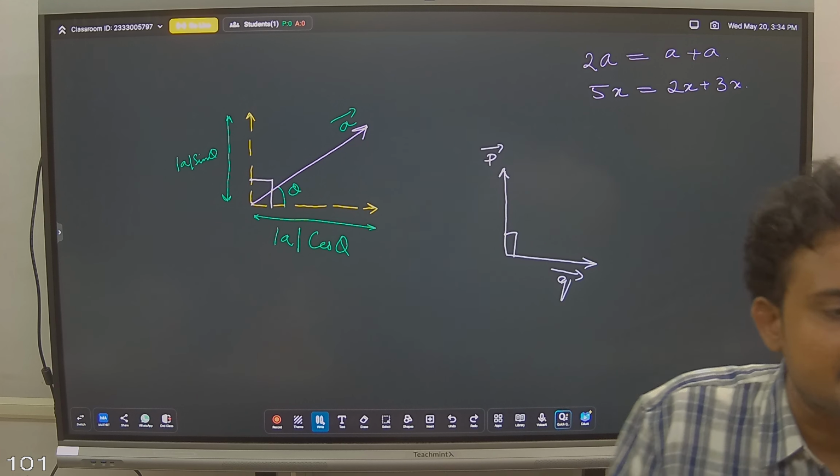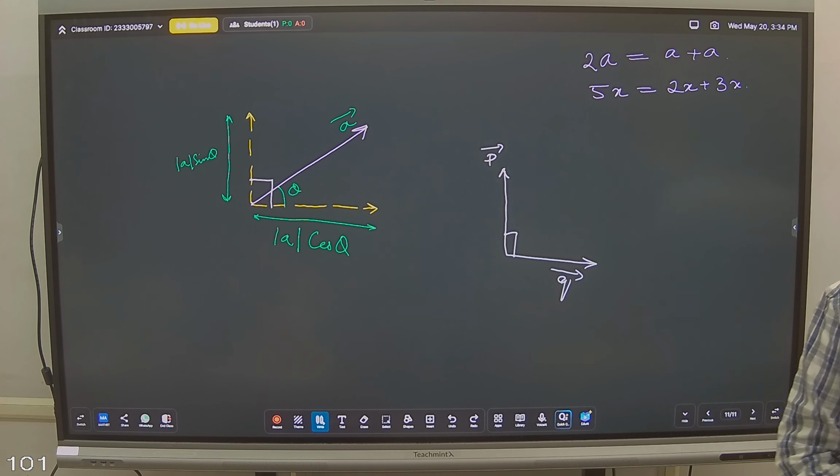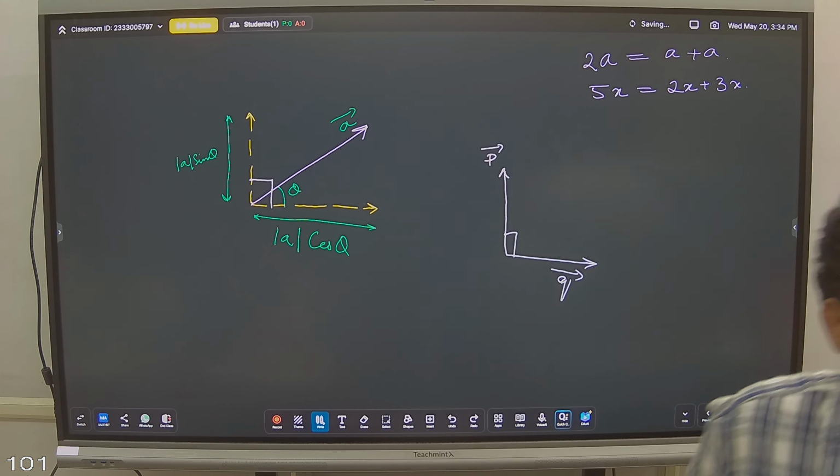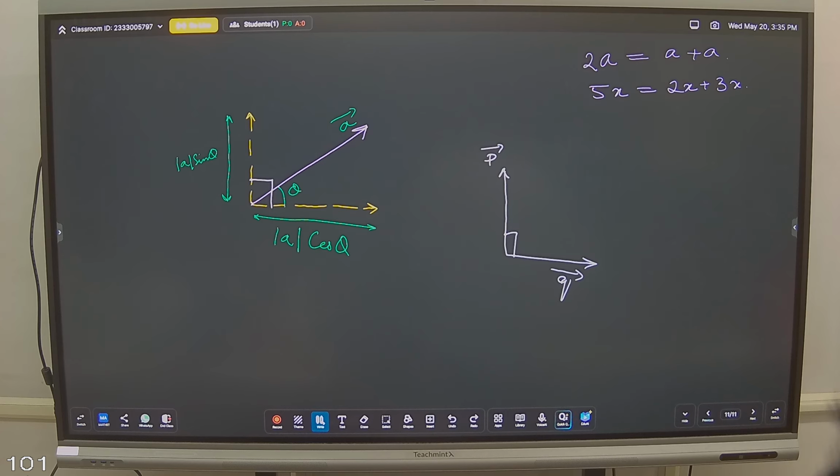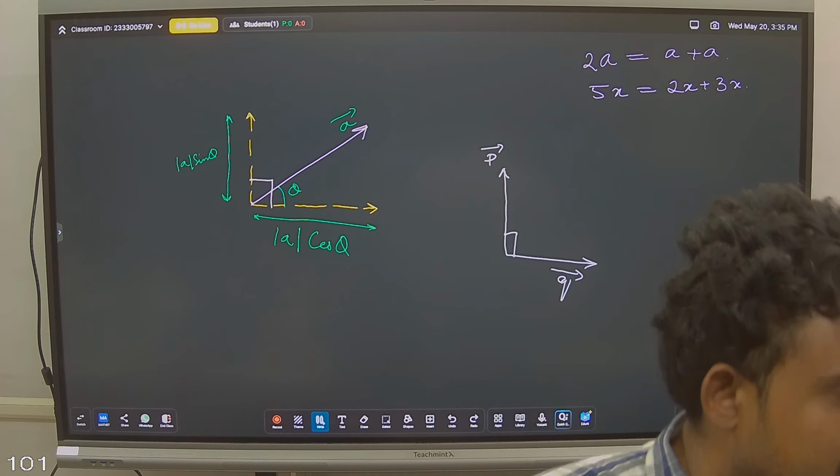Root of mod P square plus mod Q square, right? The formula that we learned earlier, except it becomes 2 mod Q mod P cos 90, right? Cos 90 is 0, so that term vanishes. It is just under root mod P square plus mod Q square, correct?